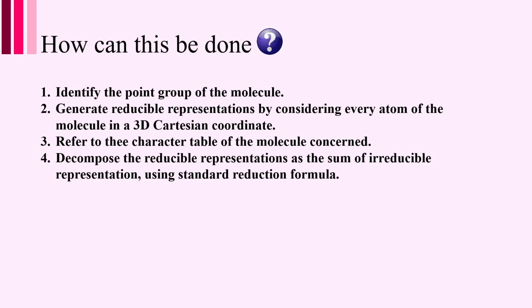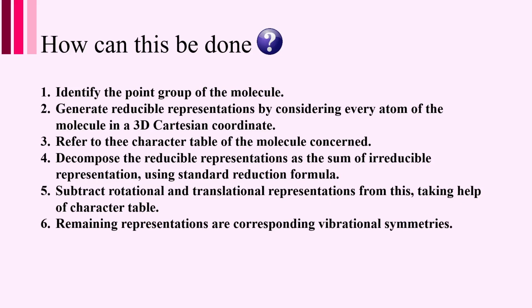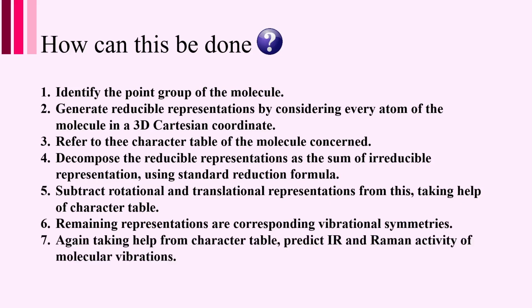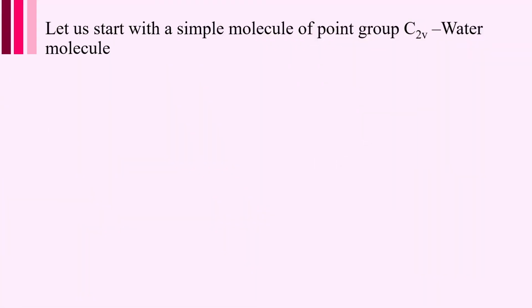So what we have to do is first generate the reducible representation, taking the basis for the molecule on a 3D Cartesian coordinate system. Once we are done with that, subtract the rotational and translational representations from that and obtain the vibrational symmetries correspondingly. So it's that simple. Again, taking help from the character table, you can predict the IR and Raman activity of the molecular vibrations. How? So start with a simple molecule.